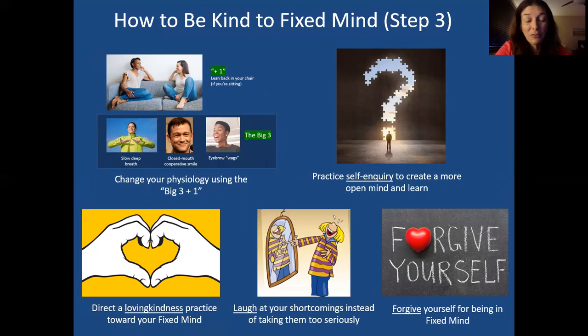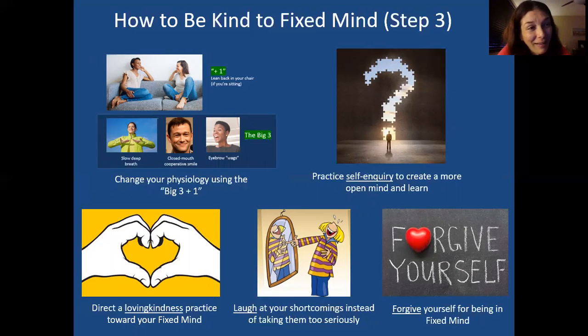Okay, so first, you could accept with your body and be kind by loosening up your physiology. So you can go back to your big 3+1, which we learned several lessons ago. All right, so the +1 is leaning back in your chair if you're sitting. Taking a slow, deep breath to relax yourself. Closed mouth, cooperative smile, and eyebrow wags.